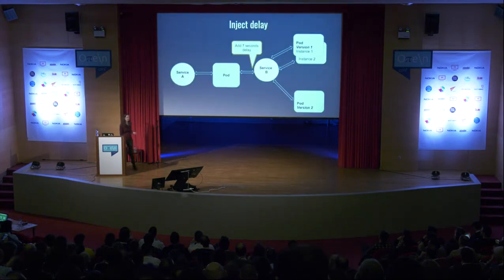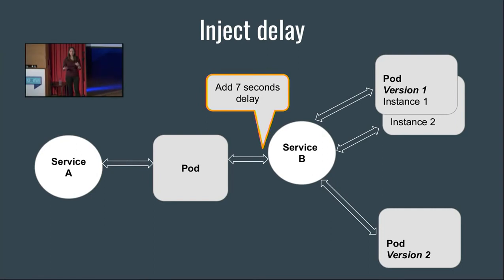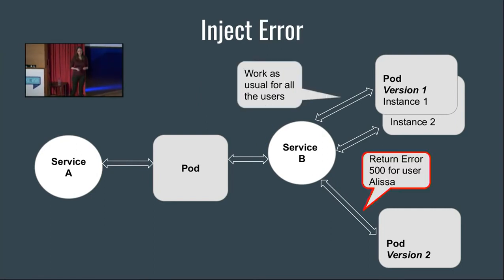So this is an example of an injected delay. I'm going to inject a 7 seconds delay to service B. So any caller will get the real response time plus the 7 seconds delay. And in this example, the error injection will work, but only for user Alissa, and the rest of the users will not notice anything. And the service is in fact up.